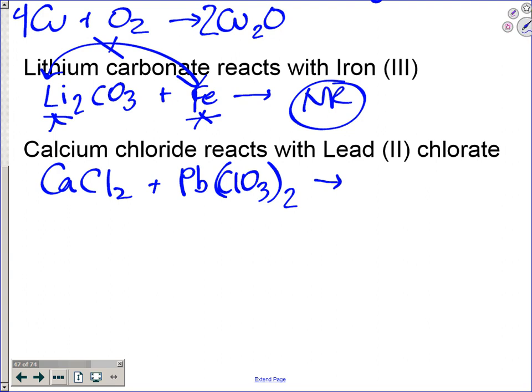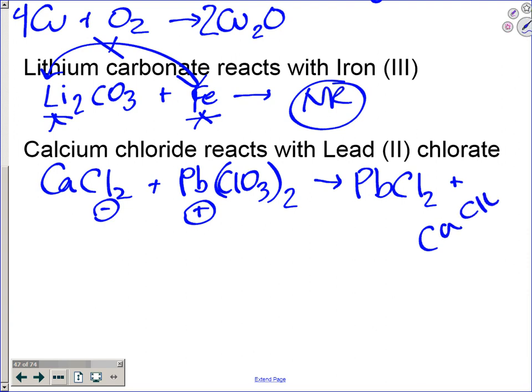Somebody. So you're making lead, which is the positive, get with the anion of the other. Okay, so PbCl2 is still lead 2 chloride. And then Ca, ClO3, 2. Good. So we're re-crisscrossing on both products.